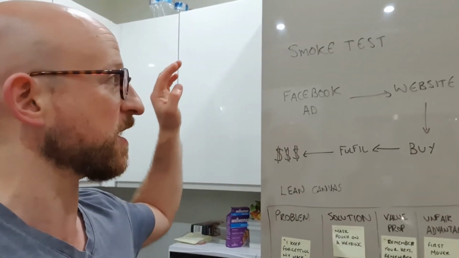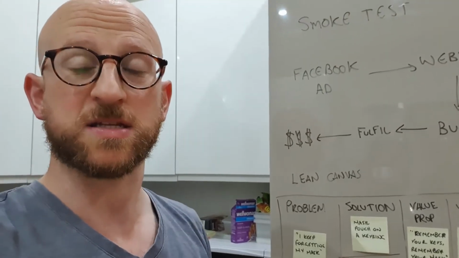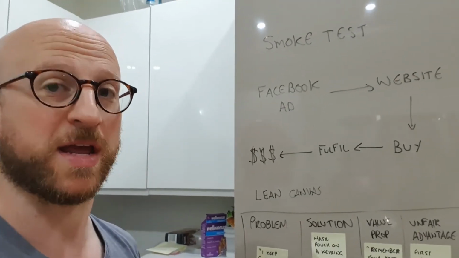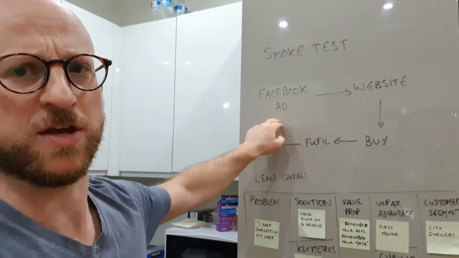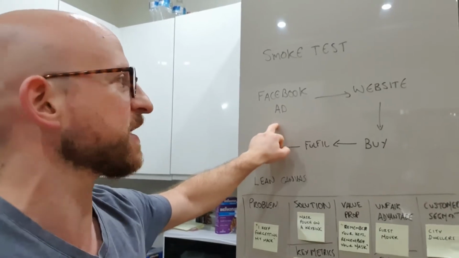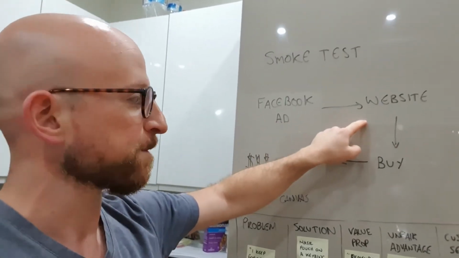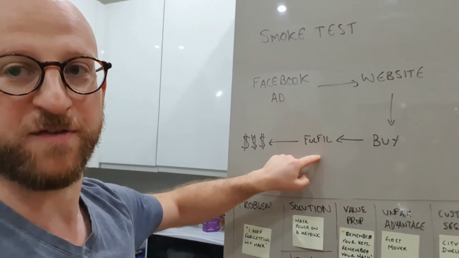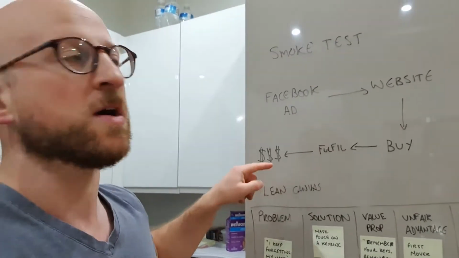One of the most popular, and I think interesting and powerful, ideas in the Lean Startup by Eric Ries is this idea of a smoke test. Let's assume that you've got a journey that you think your customers are going to go on in your idea, right? They're going to see a Facebook ad, and then they're going to go to a website, and then they're going to buy something, and then you're going to fulfill that and send it to them, and then profit.